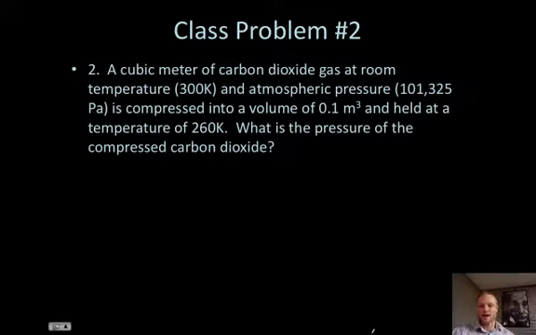Class problem number 2 says a cubic meter of carbon dioxide gas at room temperature, or 300 Kelvin, and at atmospheric pressure, 101,325 pascals, is compressed into a volume of 0.1 meters cubed and held at a temperature of 260 Kelvin. What is the pressure of the compressed carbon dioxide?